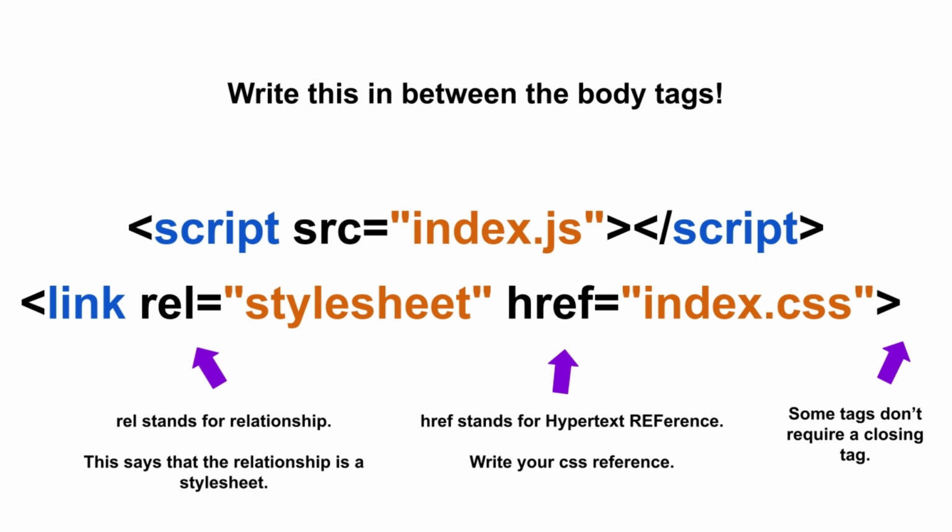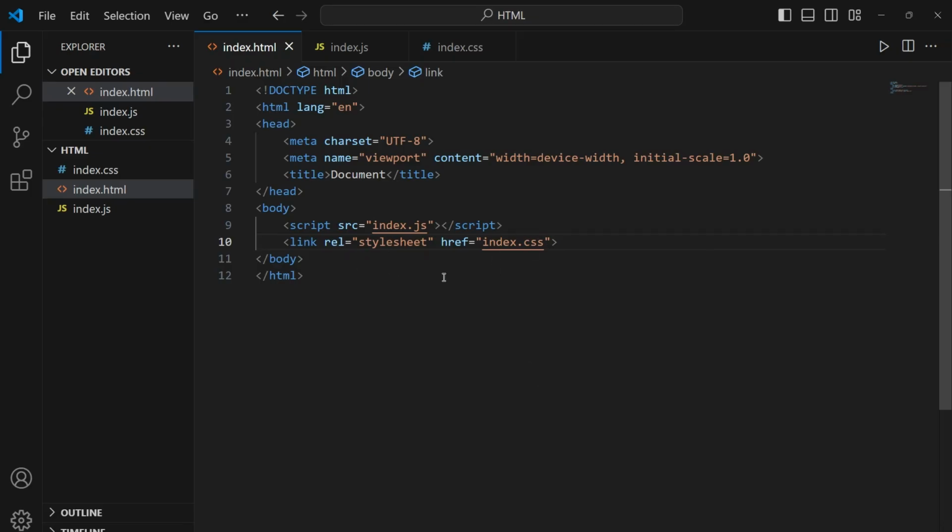Inside the angle bracket, write rel, short for relationship, followed by an equal sign and a set of quotes. Inside the quotes, write stylesheet, all lowercase with no spaces. Write href followed by an equal sign and a set of quotes. Finally, inside the quotes, write the name of your CSS file. Make sure to end it with .css. And boom, we are all done. This is the setup for our HTML file.